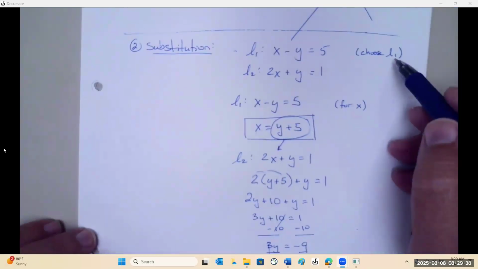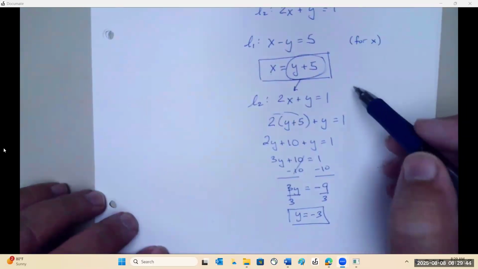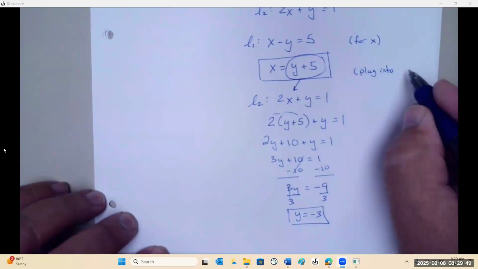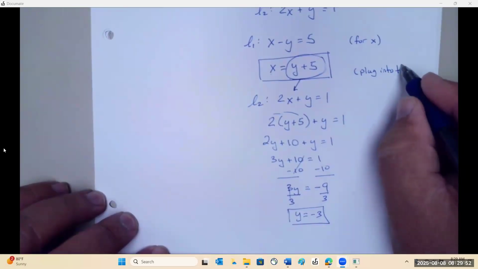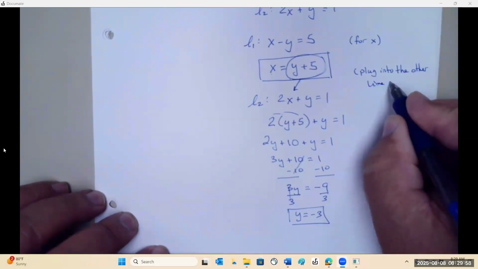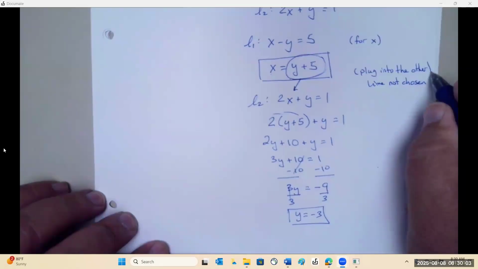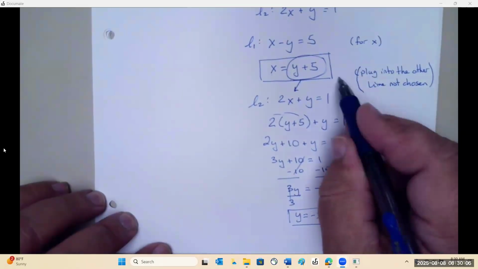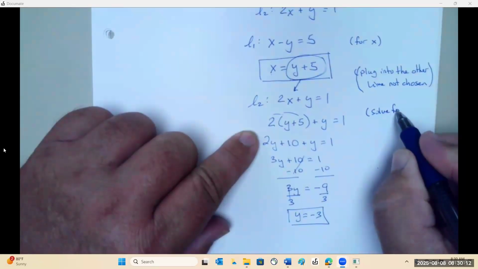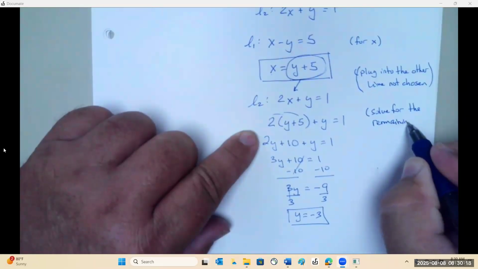So here are the steps. First step, we chose one of the two lines. We solve for a variable. Plug into the other line, not chosen. That's what we did here. Solve for the remaining variable.